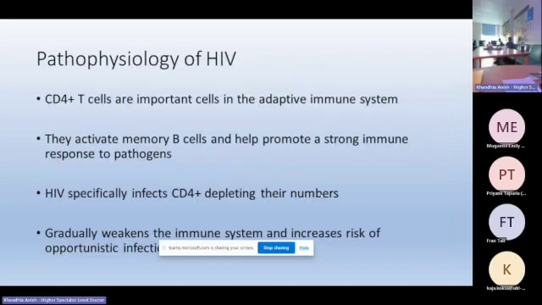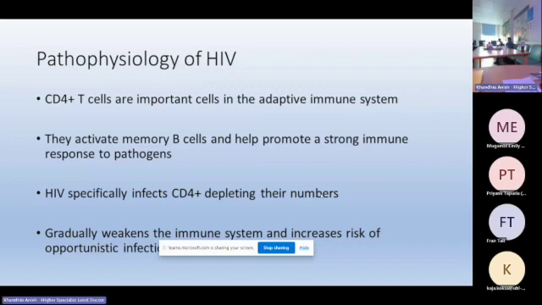So, a brief look at the pathophysiology. I'm not going to go into a huge amount of detail, just the headlines. In your immune system, you've got your innate and your adaptive immune system. CD4 T cells are commonly known as CD4 helper cells, or CD4 helper T cells. They're important cells in the adaptive immune system, adapting to new infections that you're being infected with and developing memory for those infections.